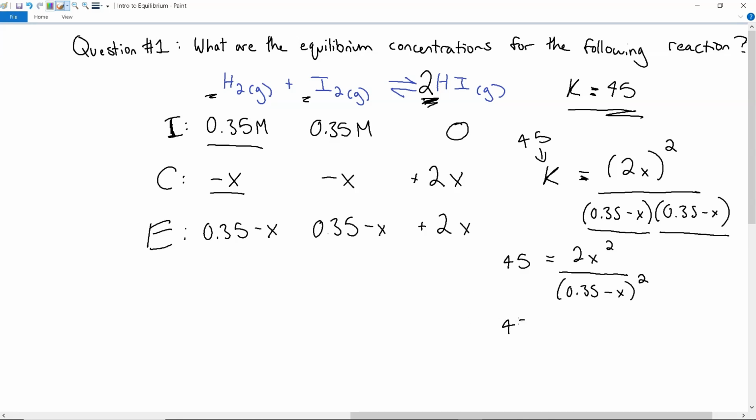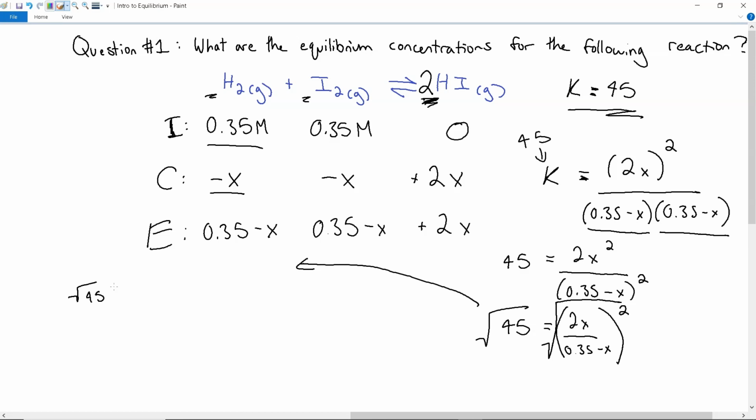So it's looking a little tricky to isolate for x here, but we can do a bit of math to make this easier. Since I'm squaring both my top and my bottom value, I could rewrite this as 2x over 0.35 minus x, to the power of 2. So I've just taken out the 2 and applied it on the entire fraction. How do we get rid of a power of 2? We can square root both sides. So let's move over here. And now I have square root 45 equals 2x over 0.35 minus x.